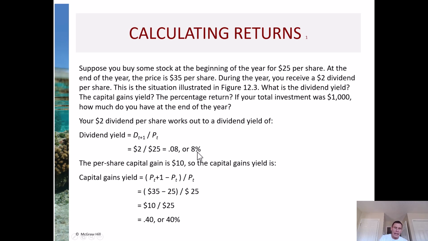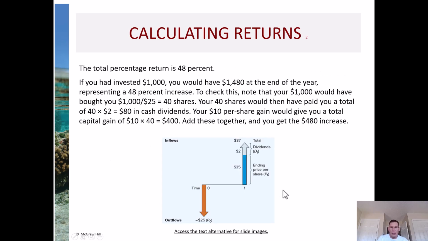The per share capital gain is $10. So the capital gains yield, again, just plug in your numbers, it's 35 minus 25 over the 25. So simplify that out, 10 over 25, and we get a capital gains yield of 40%. So the total percentage return is 48%. So if you'd invested 1,000, you would have 1,480 at the end of the year, representing a 48% increase.